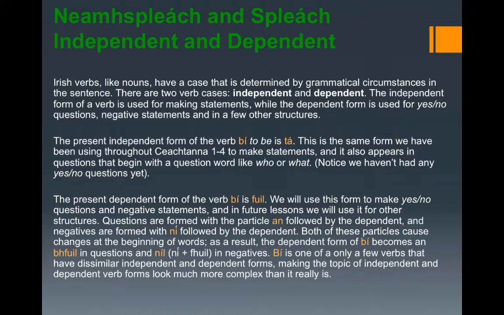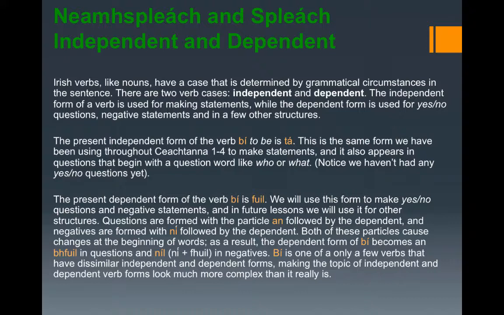The present independent form of the verb be, to be, is ta. This is the same form we have been using throughout lessons 1 through 4 to make a statement. And it also appears in questions that begin with a question word like who or what. Notice we haven't had any yes-no questions yet.